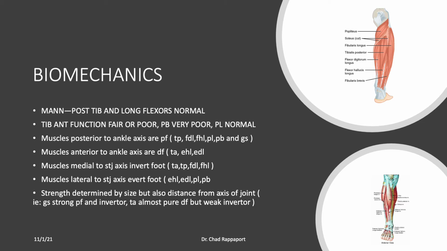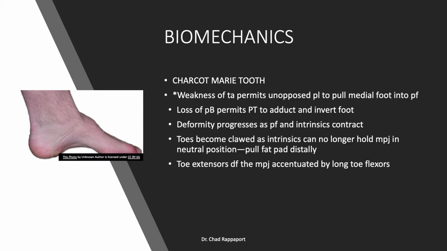Strength, he also postulated, was determined by size, but also distance from the axis of a joint. Therefore, for example, the gastrocsoleus is a strong plantar flexor and inverter, whereas conversely, the tibialis anterior is almost a pure dorsiflexor, but has some weak inversion power. With this data, Mann proposed a theory about the cause of the cavus foot deformity in patients with CMT, but underscored the importance of understanding the agonist-antagonist relationship with regards to the muscles of the lower extremity.